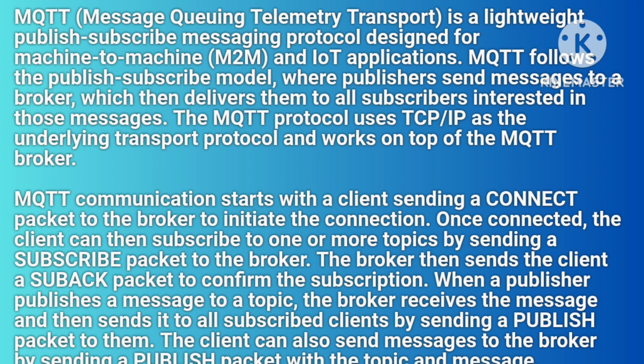MQTT communication starts with a client sending a connect packet to the broker to initiate the connection. Once connected, the client can then subscribe to one or more topics by sending a subscribe packet to the broker. The broker then sends the client a SUBACK packet to confirm the subscription.